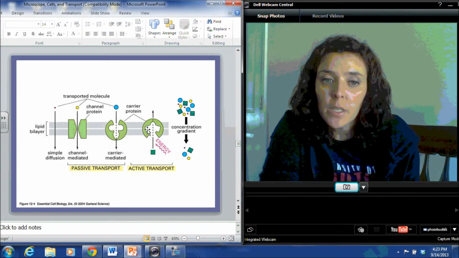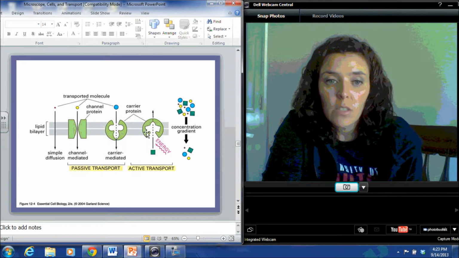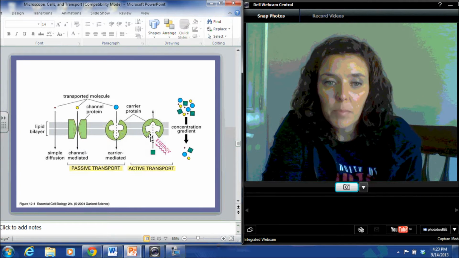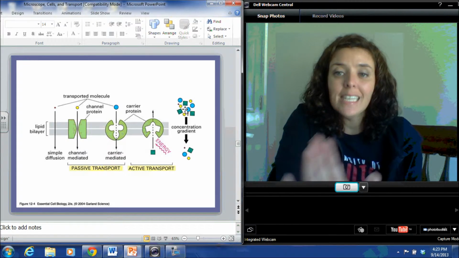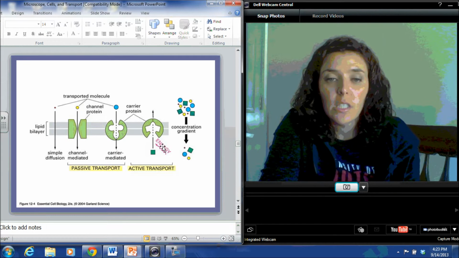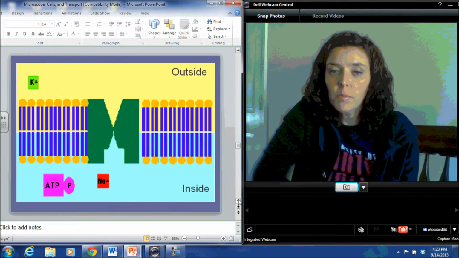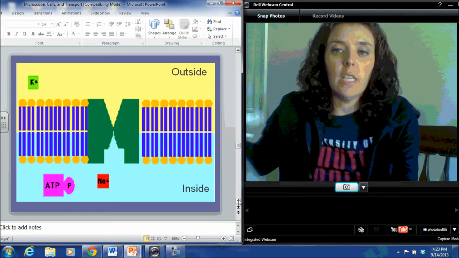And then this one is your active transport. You can see you still need a protein carrier, but this time it's going in the opposite direction. It's going from low to high. So it's going against the gradient, which means it requires energy. All right, so I'm going to show you this picture here.